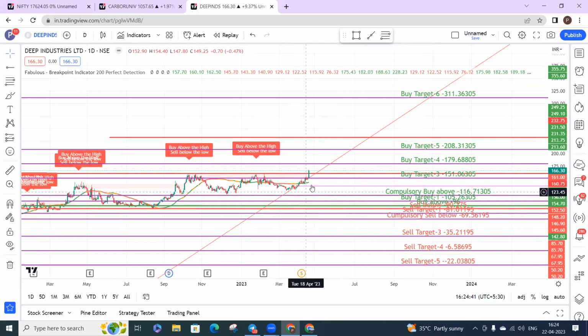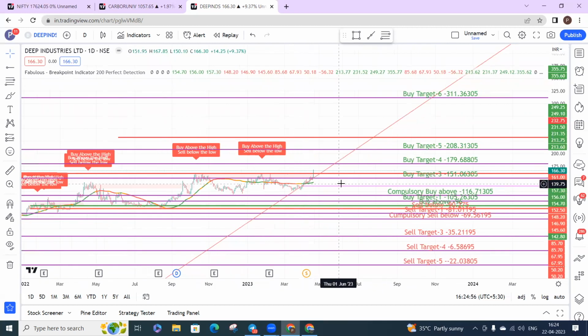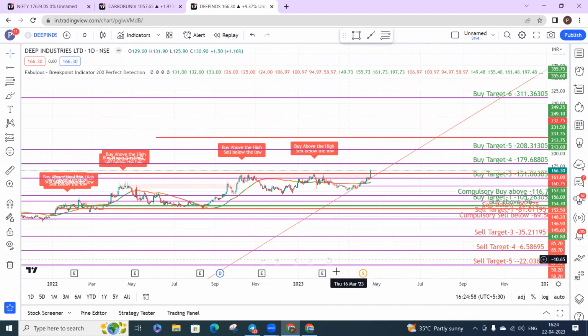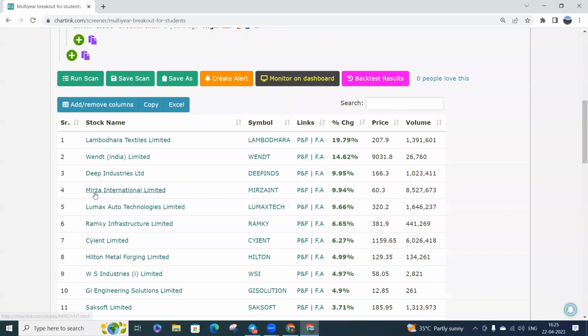It is above the compulsory buy. It is on the target 3. It's moving above the overbought area. Now it is going to hit 179, 208, everything. You can have a quick round-off of whether this is a good stock for buying. Then you can go for another stock, Mirza International.